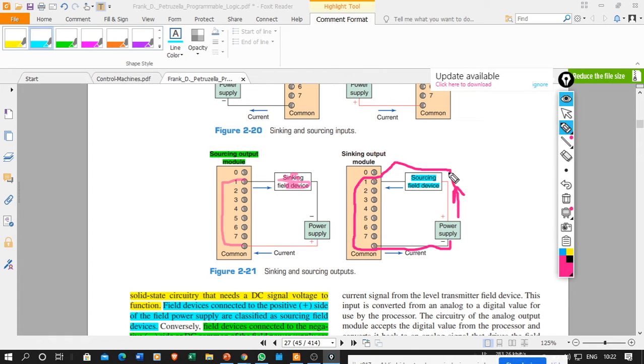Means you are supplying the current to the module. Okay, as my current is supplied to the module, so it is called as sinking. The module is using the current, the module is absorbing the current, the module is consuming the current. So it is called as the sinking type module, and your devices are called as sourcing type. And in this case, my module is supplying the current to the devices, so it is called as the sourcing type module.